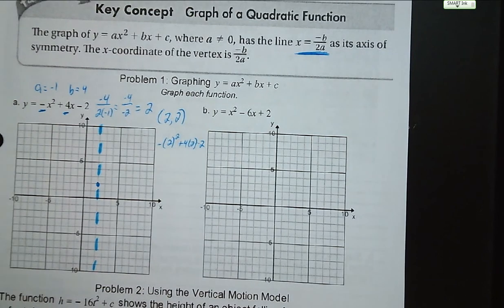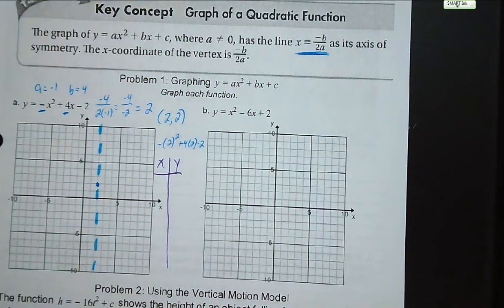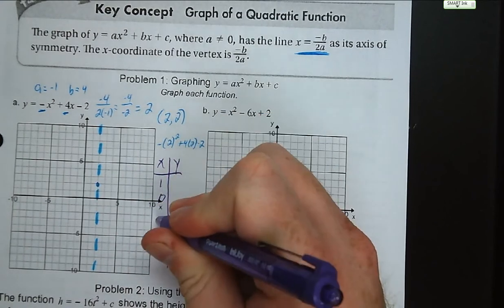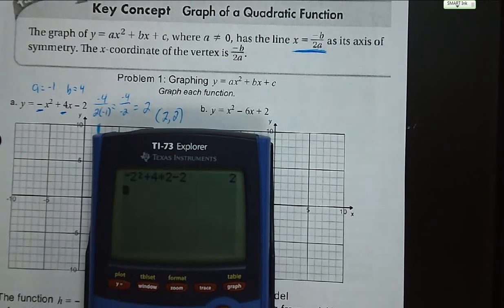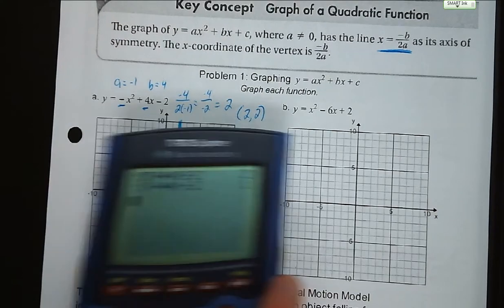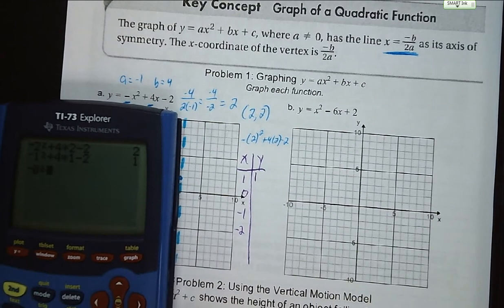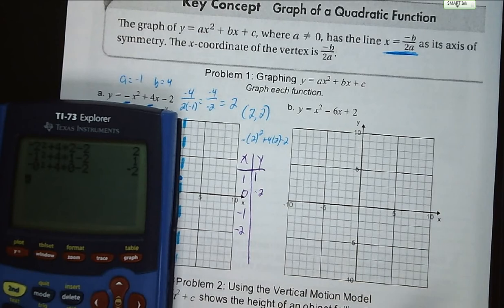Well, now we need to figure out some of my y-coordinates. So I know that it's going to be mirrored on both sides, so I'm going to use 1, 0, negative 1, and negative 2. So if we type in negative 1 squared plus 4 times 1 minus 2, we get 1. So we have a point at 1, 1. If we plug in 0 for this equation, we get negative 2. That's what we should expect to get, because that is our y-intercept.